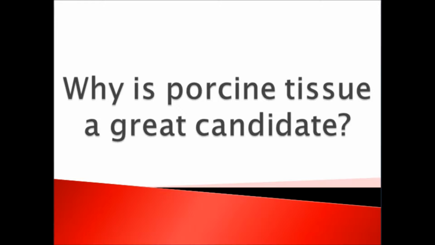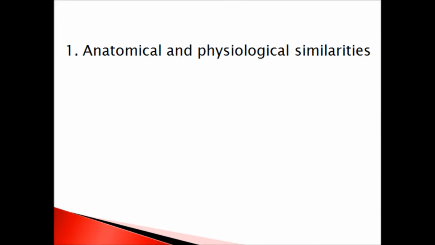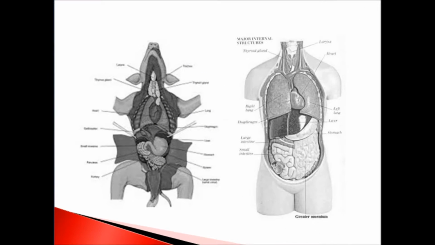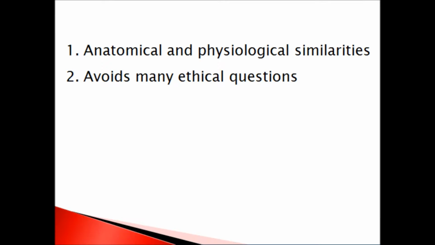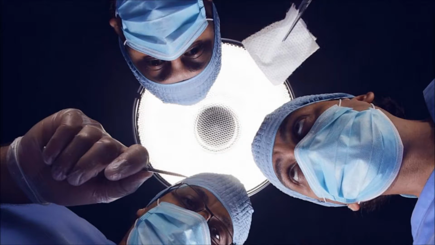Let's discuss why porcine tissue is a great candidate. Number 1, there are a large amount of anatomical and physiological similarities. This includes similar organ size and physiological function. Number 2, it avoids many ethical questions. Since pork is already utilized as a food source worldwide, it is less ethically problematic than using a cadaver or a primate tissue source for transplantation.